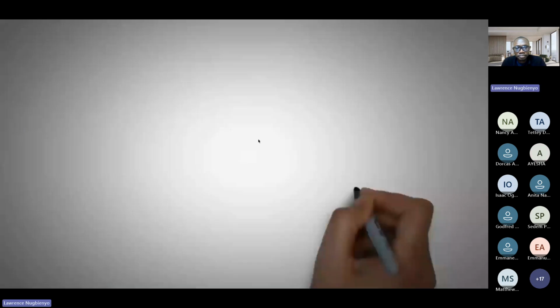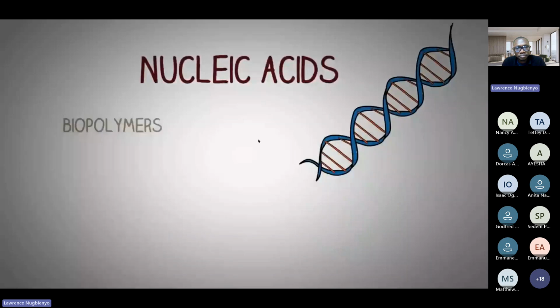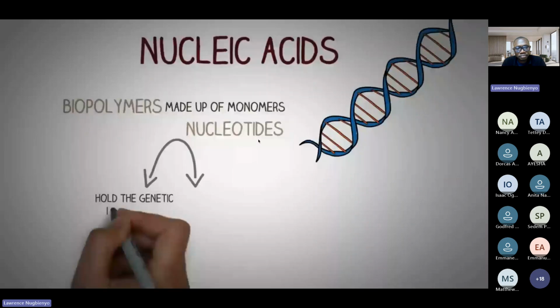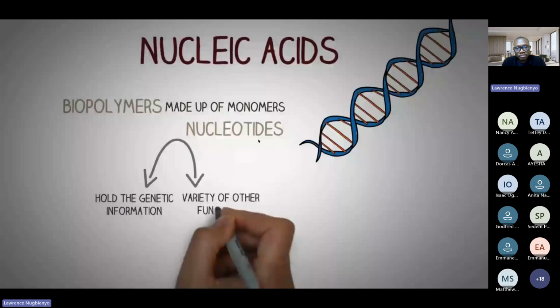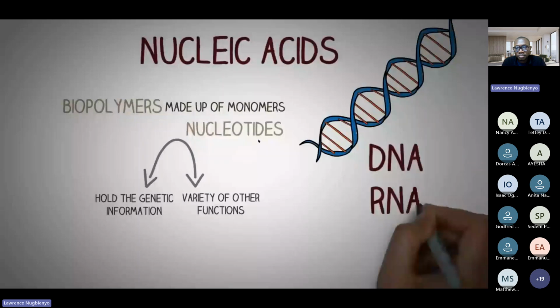This video we will study about the nucleic acids. Nucleic acids are basically biopolymers which are made up of monomeric units known as nucleotides. We have two important functions for nucleic acids, that is they hold our genetic information and they perform a variety of other functions that we will discuss later. We have two important types of nucleic acids in our body, the DNA and the RNA.